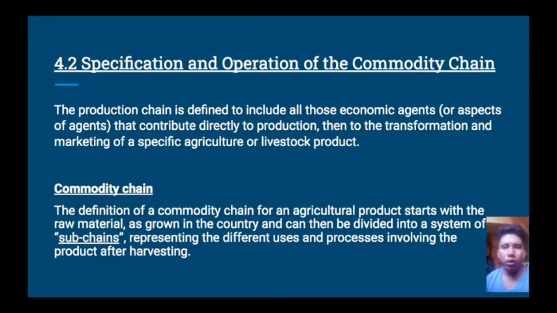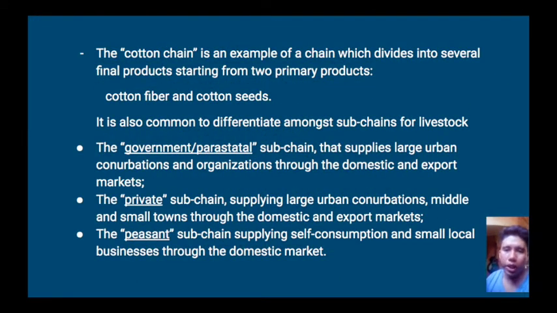Those transformations are contributions which give economic and financial value to a country's resources. The definition of commodity chains for an agricultural product starts with a raw material as grown in the country, and then is divided into a system of sub-chains representing the different uses and processes involved with the product after harvesting. The first example is the cotton chain.